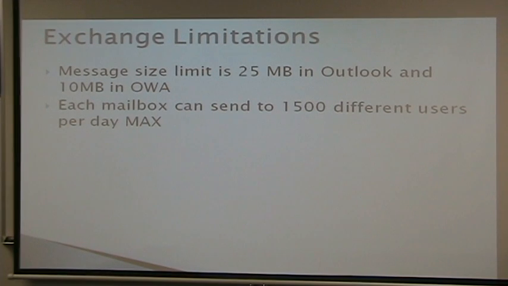Alright, so moving on, each mailbox can send to 1,500 different users per day maximum. So people that are blasting out marketing campaigns through their mailbox can do 1,500 users per day total. So if they have 1,499 email addresses, they can only send to one extra email address per day. You can't change it, it's set.